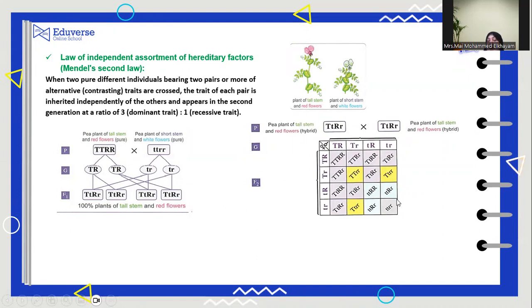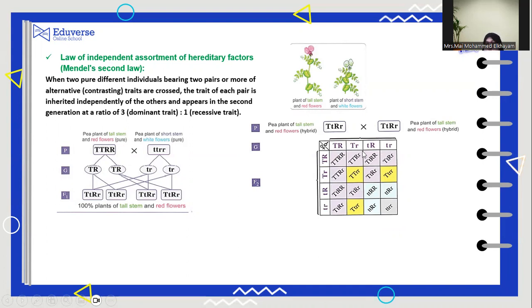How can we now show the offspring in the second generation? We will make the Punnett square, writing all the gametes here. Maybe these are the pollen grains, and these are the eggs or ovules. T capital, R capital with T capital, R capital, so this part is a combination between these 2. But what about this one? It is a combination between this one and the one beside it. But what about this one? This square is in front of this factor, so we have to combine both of them.